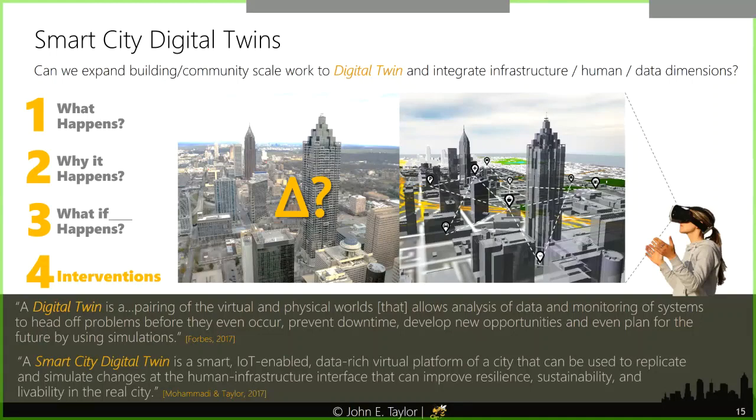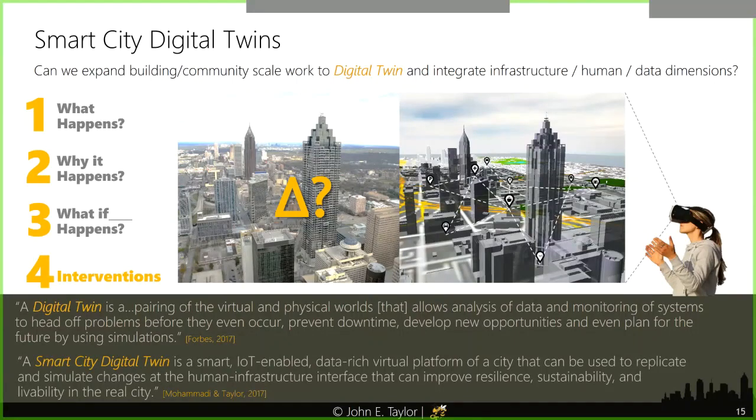On the left is a photograph of the city from that same perspective. And so we're looking at the deltas. What is changing in the real city? How do we model it in the virtual city? And what can we learn about the city through the use of this smart city digital twin to improve the resilience, sustainability, and livability? There are 4 aspects to smart city digital twins that we've outlined as we've defined it in the literature. First, we're using it to understand what's happening in a city, right?